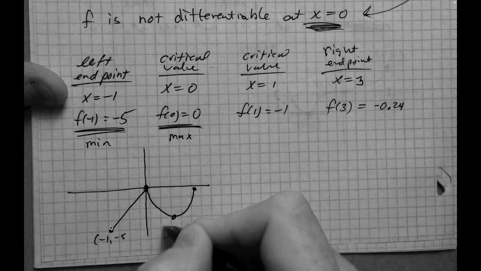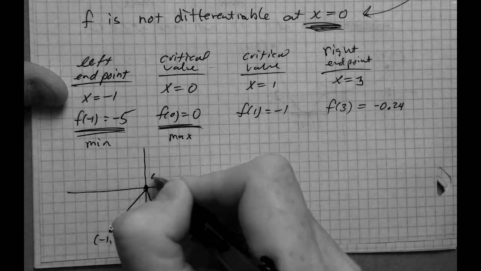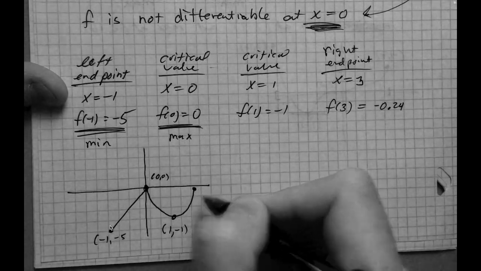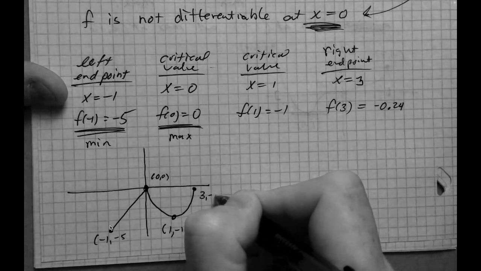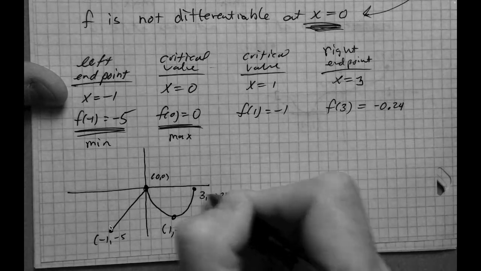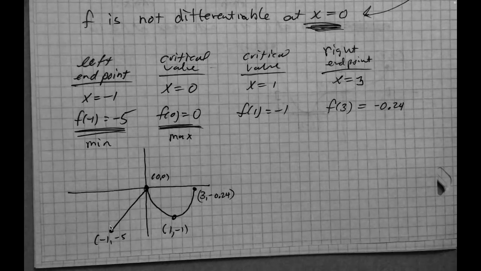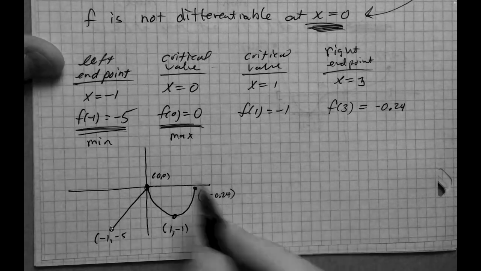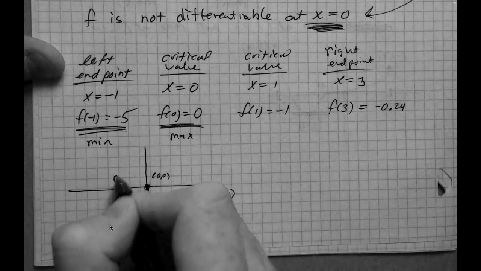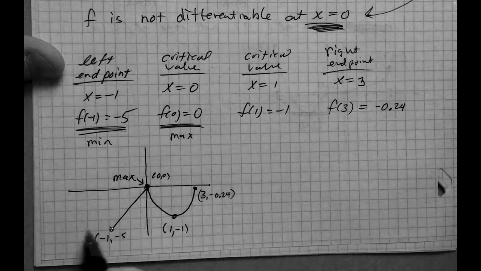And so down here you've got 1, -1. This is 0, 0. And this point here is 3, -0.24, right? So it's real close to 0, but not quite. And so this is what the function looks like. And so, yeah, you can see that here's the max. And for this interval anyways, here's the min.